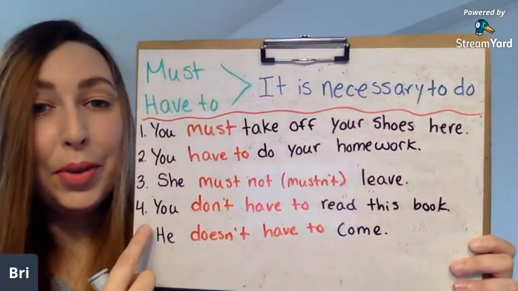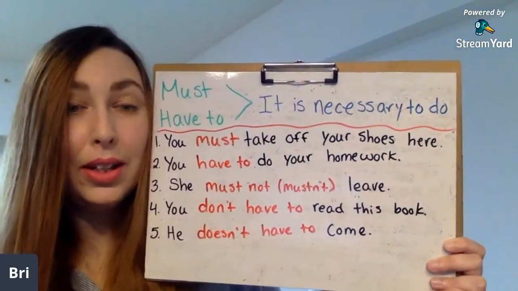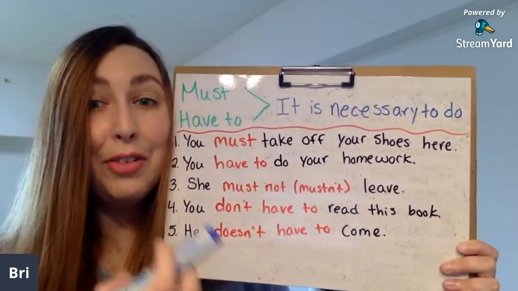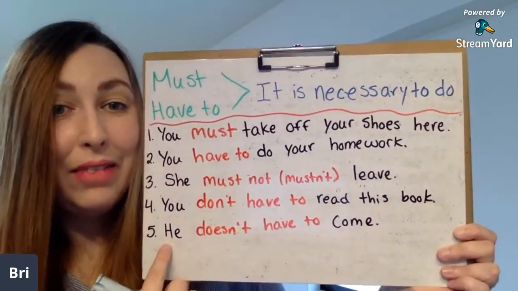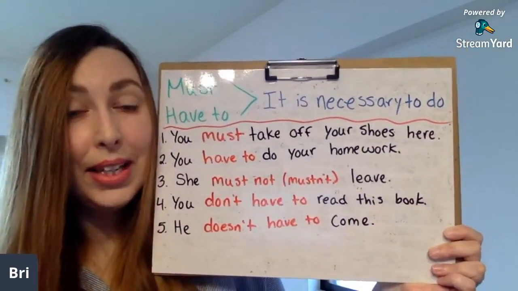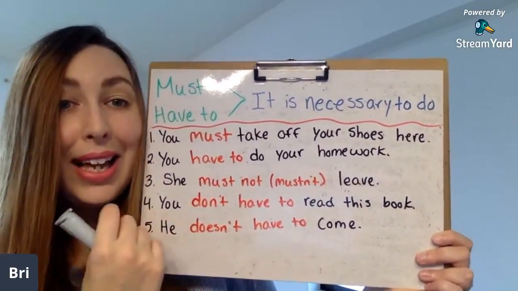Okay. Number 4, you don't have to read this book. You don't have to. And number 5, he doesn't have to come. He doesn't have to come. So have to becomes have to.